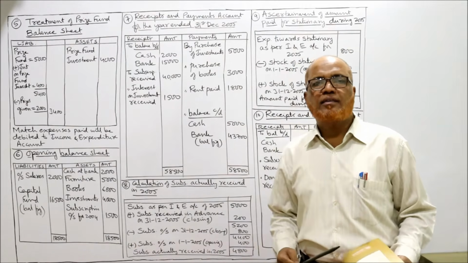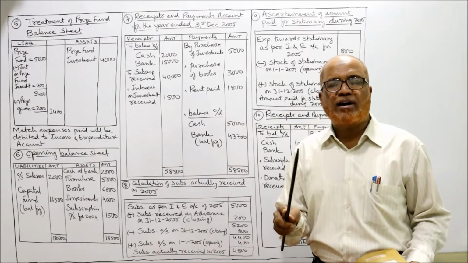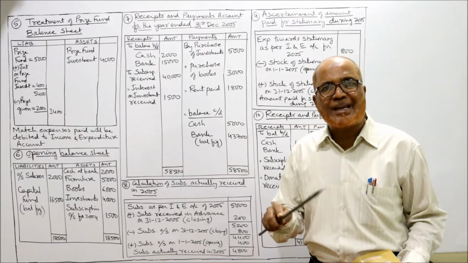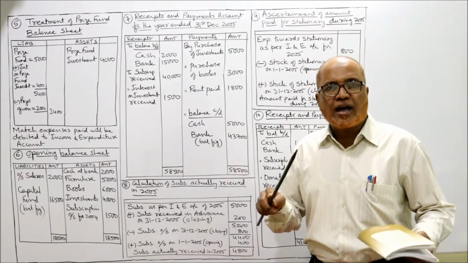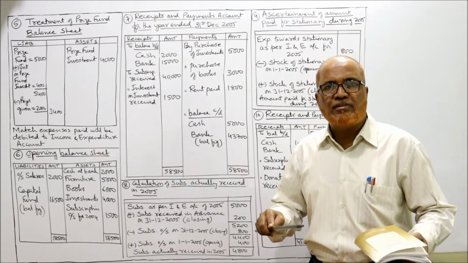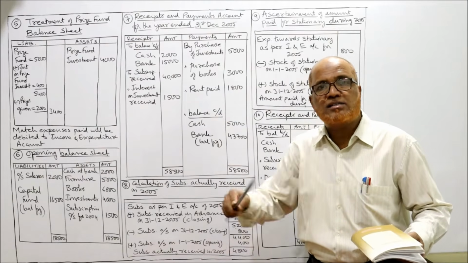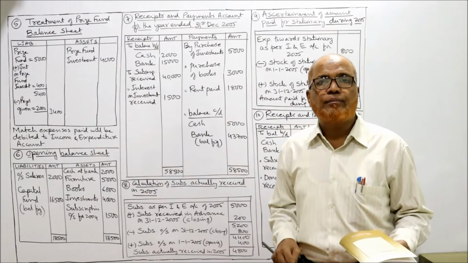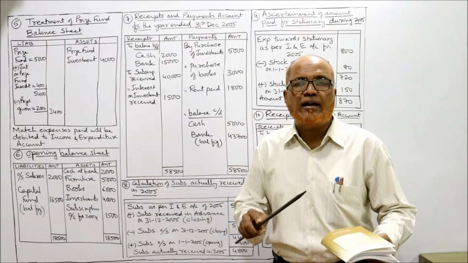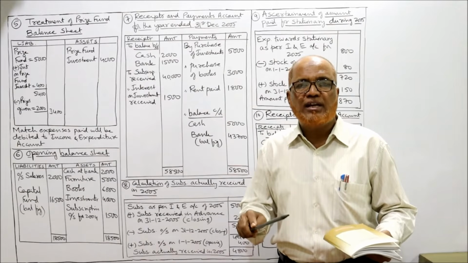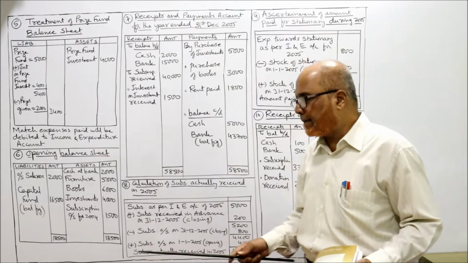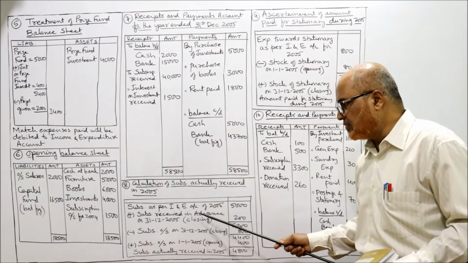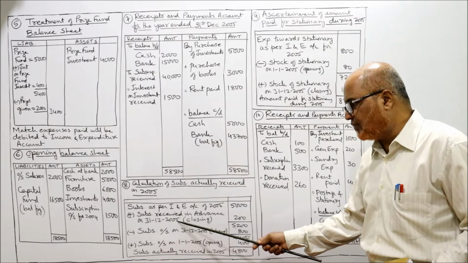Previous problem में क्या करे थे? Subscription received in advance during the current year will be subtracted. First problem में minus करे थे. करंट ईयर में जो सब्सक्रिप्शन रिसीव्ड इन एडवांस है वो नेक्स्ट ईयर के लिए है, माइनस कर देंगे. लेकिन अब उल्टा जा रहे हैं. ऐड कर देंगे. Add subscription received in advance on 31st December 2005. This will be added. Subscription received in advance on 31st December 2005.